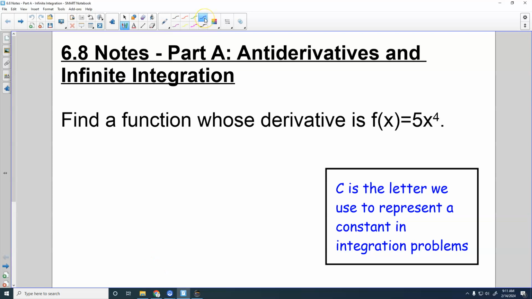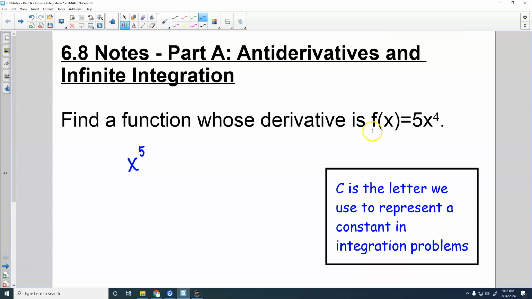Okay, so if I have a function whose derivative is f of x equals 5x minus 4, what would the original function be? Just x to the 5th, right? And some different notation on the worksheet that I just gave you, I called the derivative f prime of x. This time I said the derivative is f of x equals 5x to the 4th. So it just depends on how they decide to use notation for this.